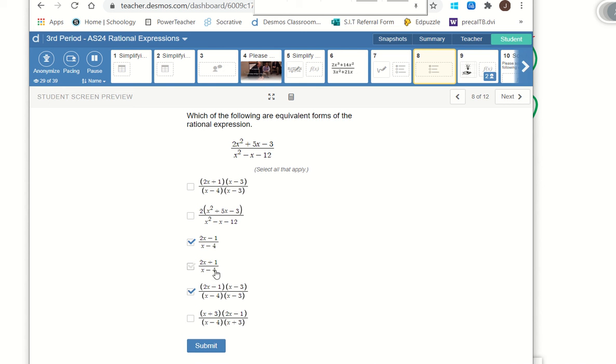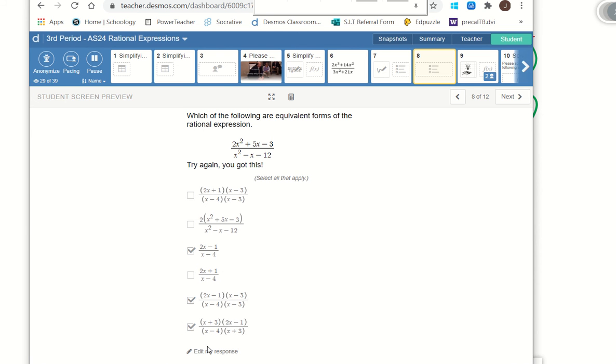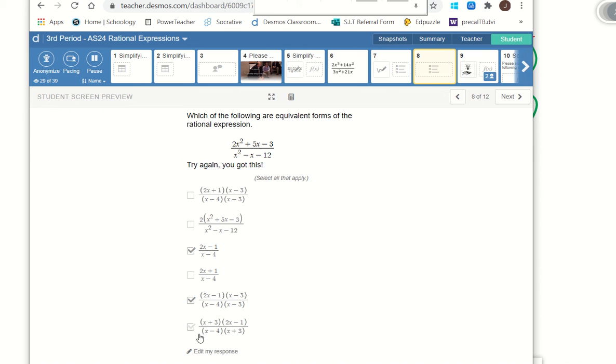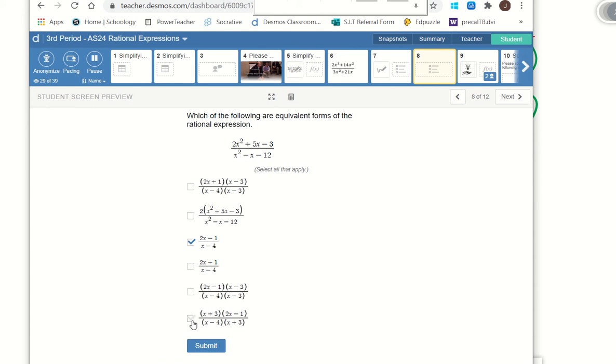This one is plus 1, so that's definitely not it. This one has x plus 3. Oh, that one looks like it might be it too, because the x plus 3's are just moved, but they would cancel, giving 2x minus 1 over x minus 4. Oh, maybe that one doesn't count because... Oh, looks like I'm doing terrible. Oh, I canceled the wrong one. Okay.